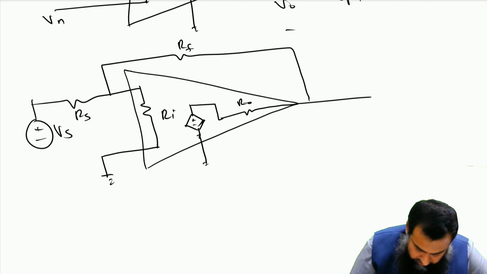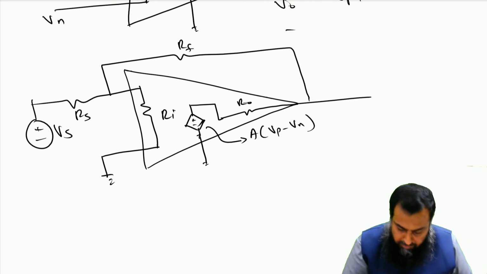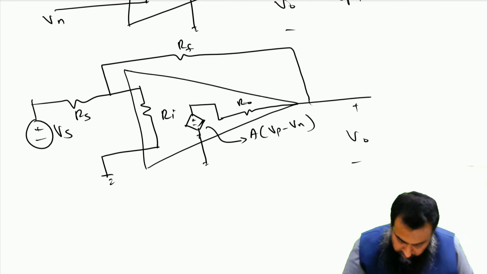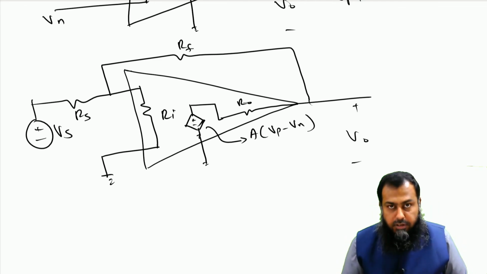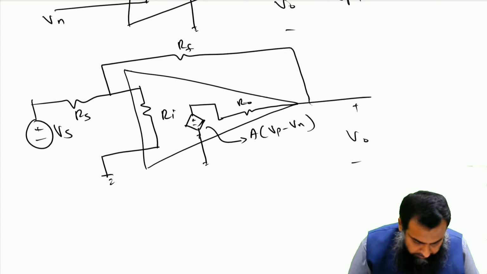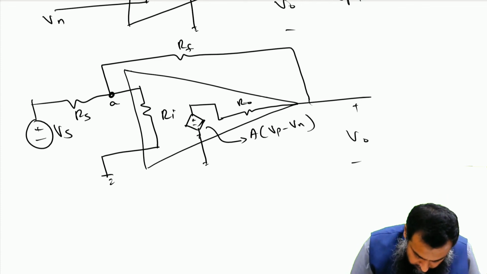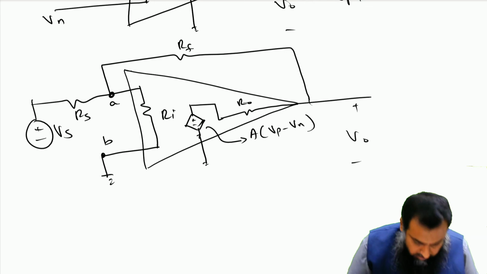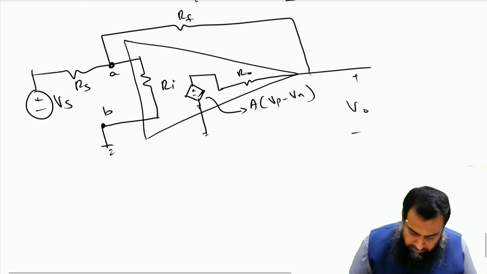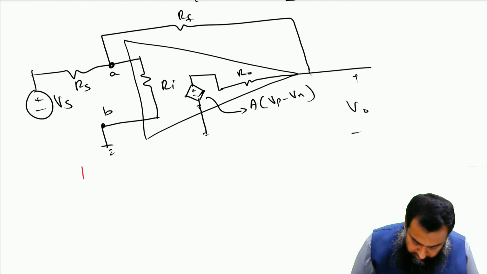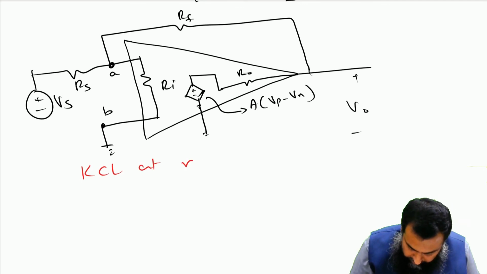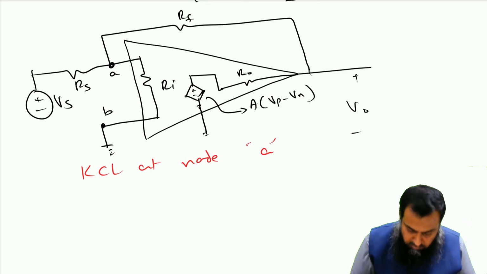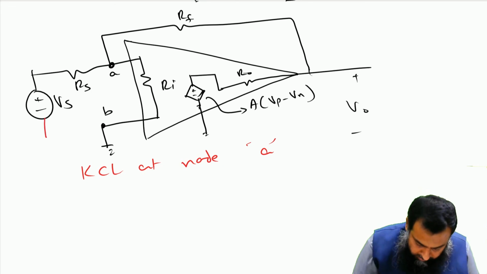This particular dependent source is A times (Vp minus Vn), and here we are trying to get the output voltage V naught. So now if you see, let us call this one node A and let us call this node B. So let us apply the KCL at node A. If we apply Kirchhoff's law at node A, let me draw this as well here.